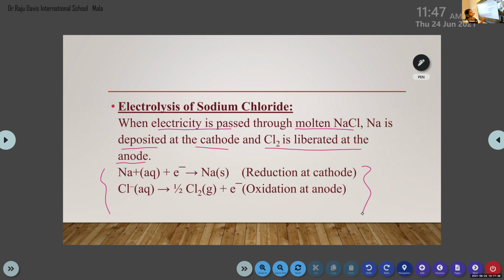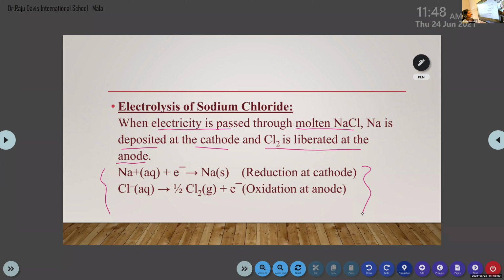Here there are only two ions, sodium and chloride. So one is deposited at the cathode and one is deposited at the anode. But in the case of aqueous sodium chloride, there are four ions due to the presence of water: sodium, chloride, then hydrogen ion and hydroxide ion. So there will be competition between these ions to become reduced and to become oxidized. So the products will be different. We can discuss the electrolysis of aqueous sodium chloride in the next class.